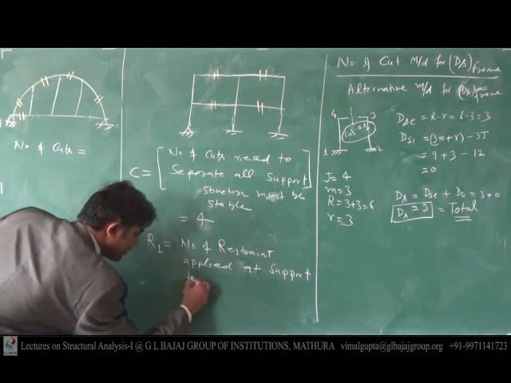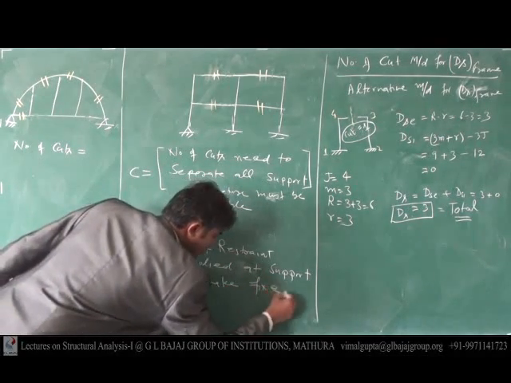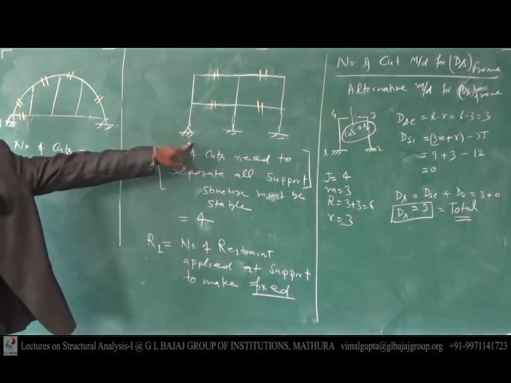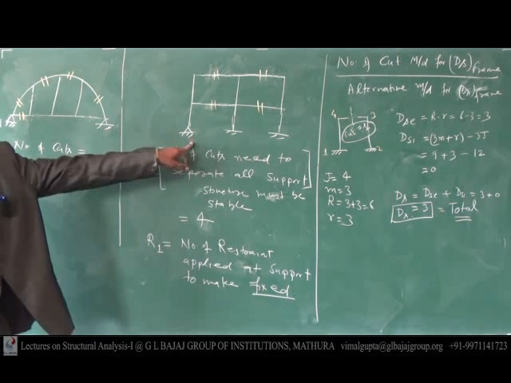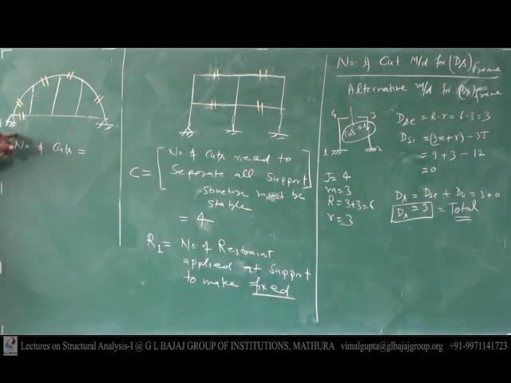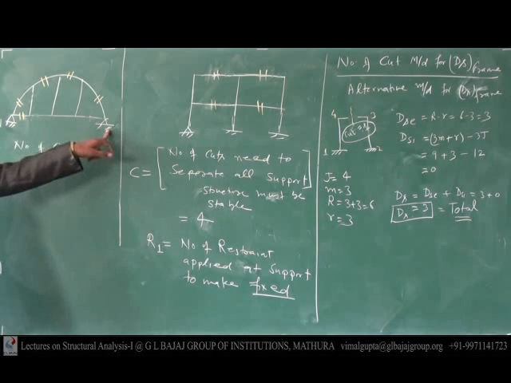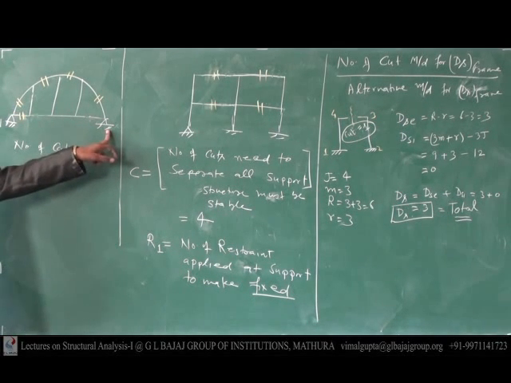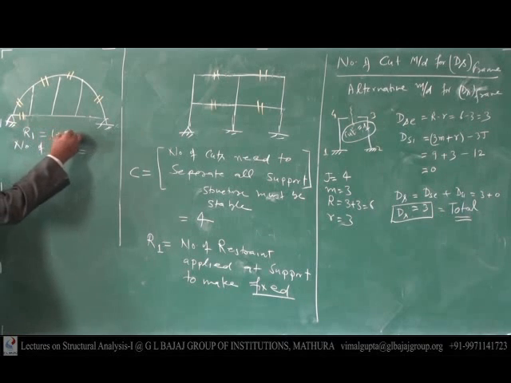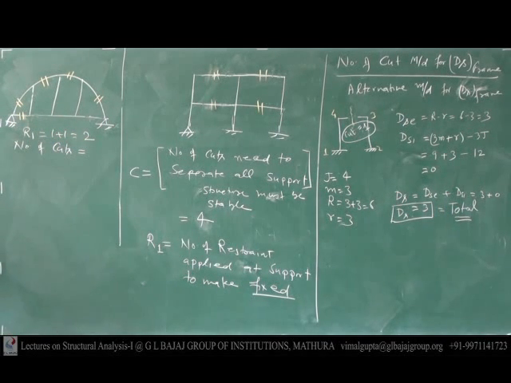To make it fixed, how many restraints are needed here? Only one. It is a hinge, so two restraints are there, and here we need one more so that it can behave like a fixed support. Clear to everybody? So the total value of R1 is 1 here plus 1 here, which means 2. Now these hinges can be treated as fixed. Clear?